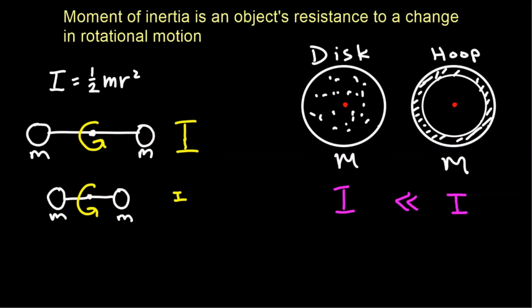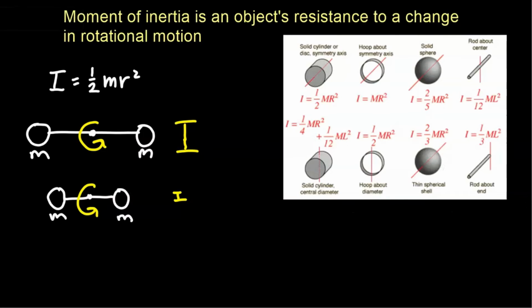The reason is that even though they have the same mass, the distribution of the mass, where the mass is, makes a difference. The mass for the hoop is all at a distance of r, while for the disk, some of it is at distance r and some of it is closer. And so the moment of inertia for the hoop will be greater than for the disk. What this means is that getting the hoop to rotate is going to be more difficult than getting the disk to rotate.